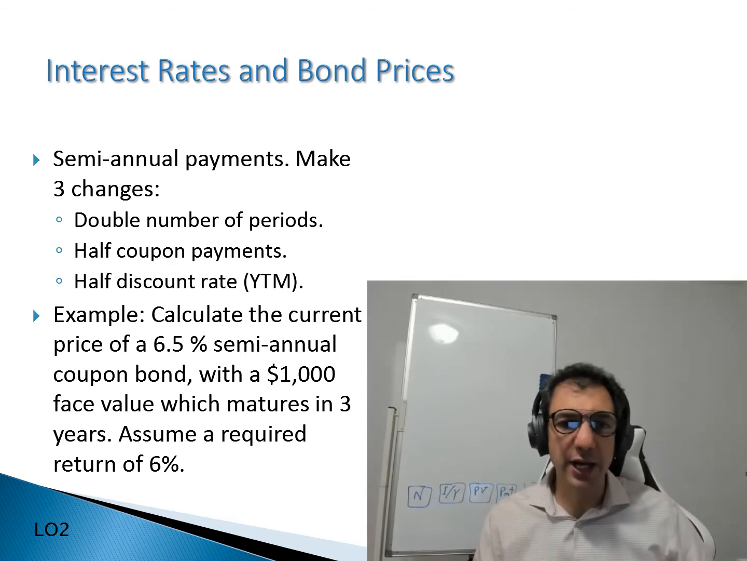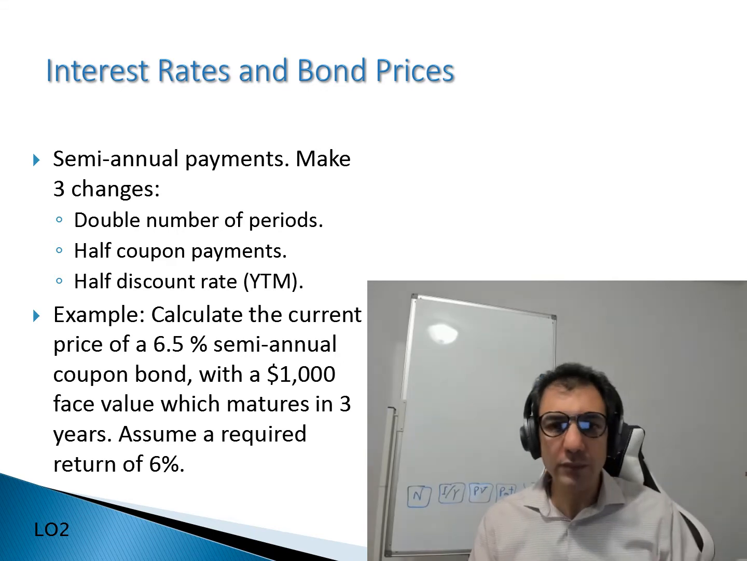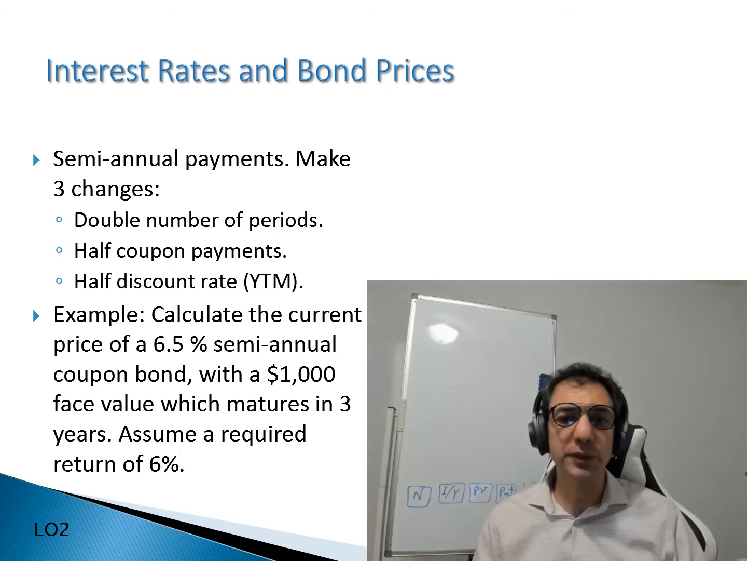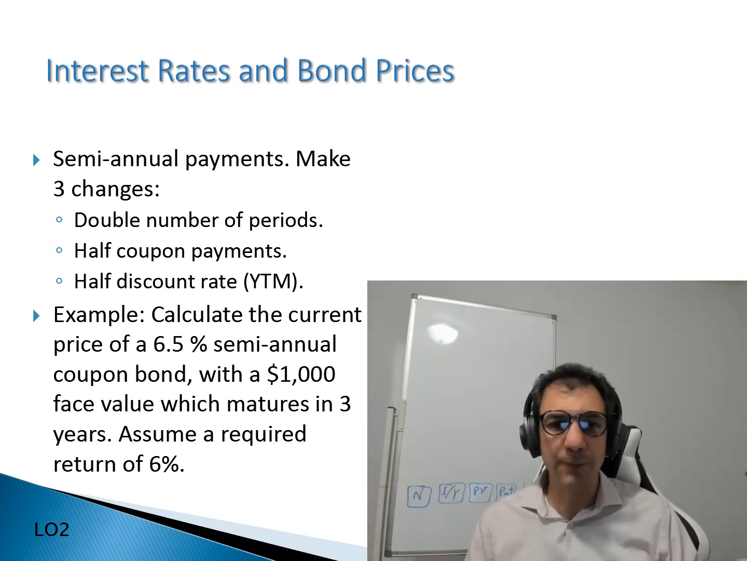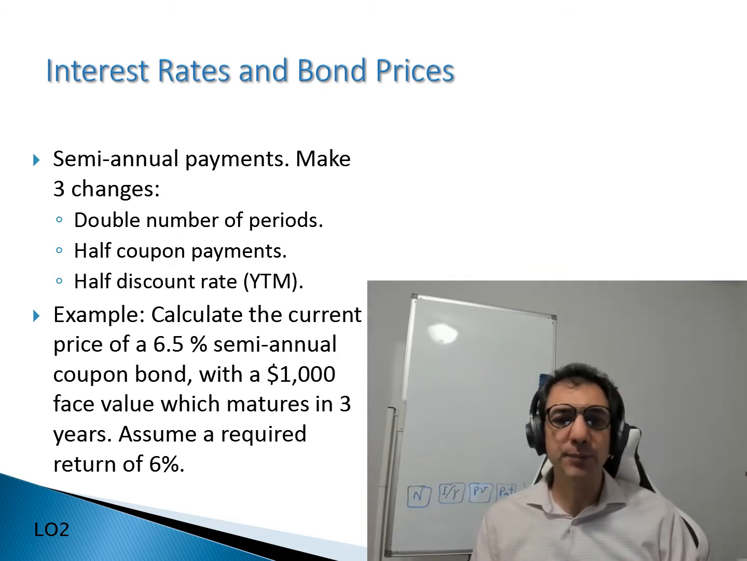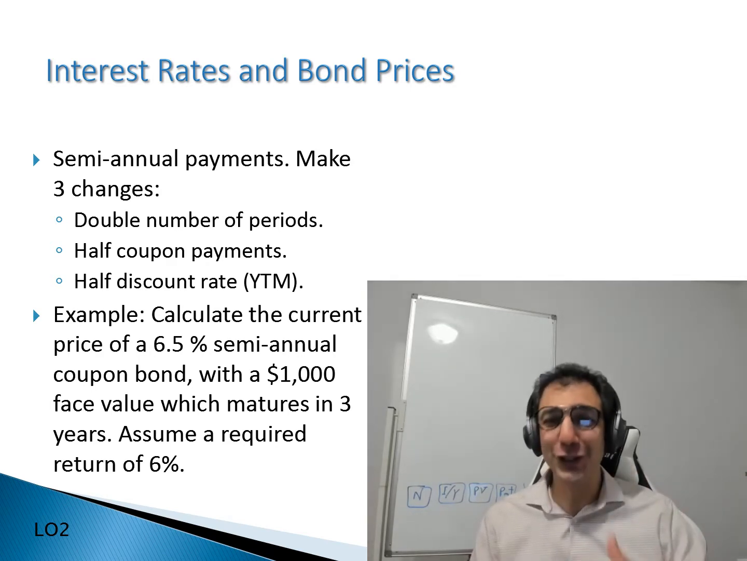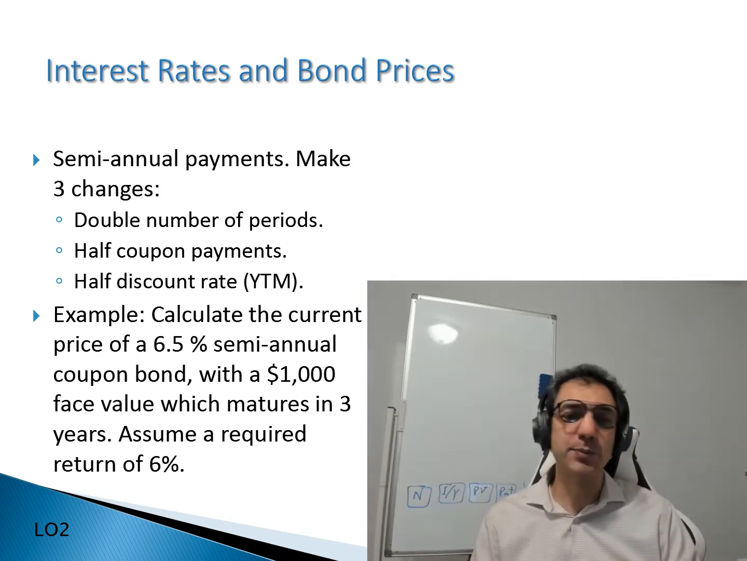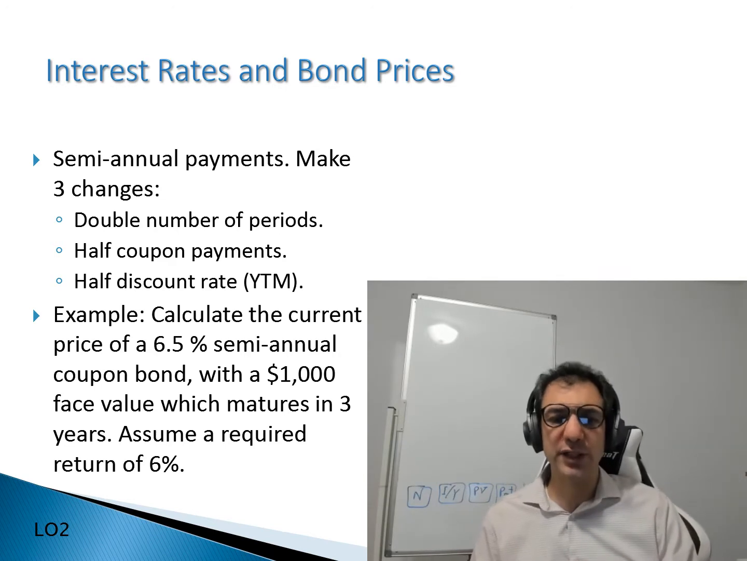So to explain this concept, I'm just going to show you an example and what kind of changes you need to make here. So let's assume the current coupon rate for a bond is 6.5%, and we're talking about a semi-annual bond. The face value is $1,000, and the maturity date is 3 years from now. And the required return, or expected return, or that YTM we talk about, is 6%. So what is the current price of this bond?